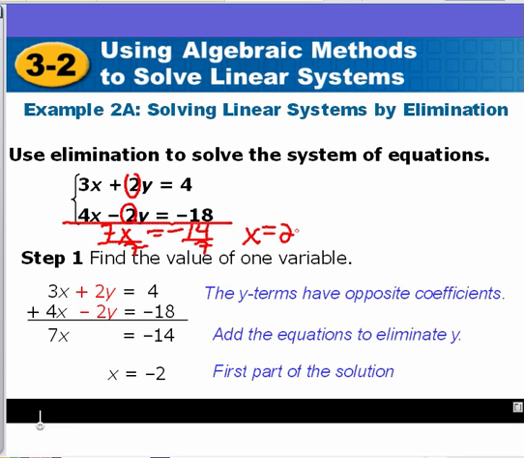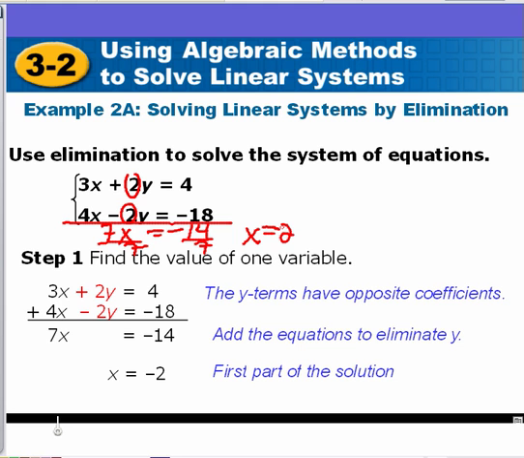And whoops, negative 2. I'm glad they kept me honest here. And now again, how do we find y? Well, we're going to substitute it into one of the equations. It doesn't matter which one.